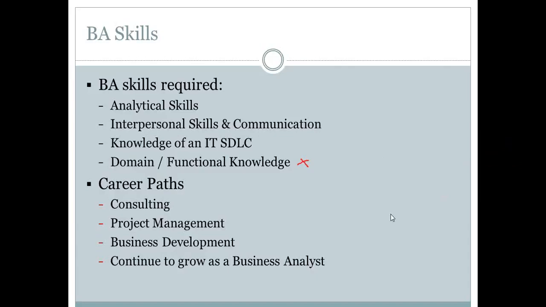Any questions? Anything related to the role of a business analyst or the course, feel free to ask. Use this opportunity to clarify all your questions.